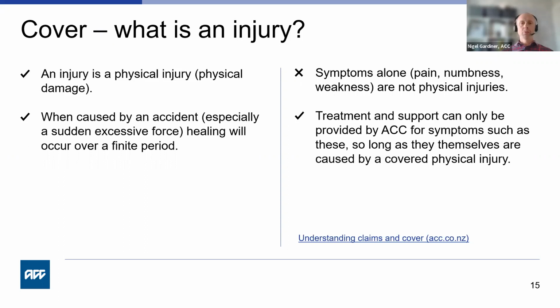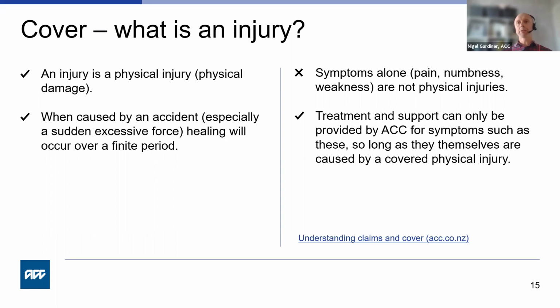So that obviously begs the question, what is an injury? Well, in its simplest form, an injury is a physical harm or damage. And like I say, I'm talking more about physical injuries in this case. Symptoms of themselves aren't physical injuries. Things like pain or weakness or swelling are not physical injuries. They could be the result of a physical injury, but not necessarily. So those sorts of things can't be covered separately.